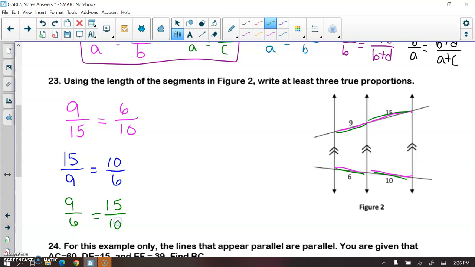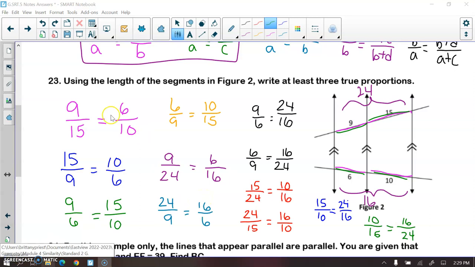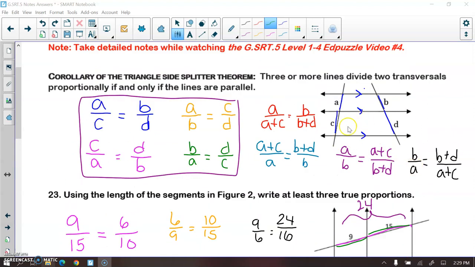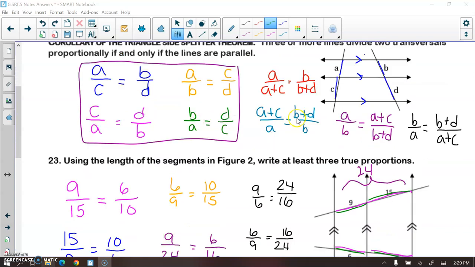I want you to pause the video and write down the remaining true proportions. I know it said only at least 3, but I want you to write down the remaining true proportions that we can actually write down here. I believe there are 12 different ways that you can write your proportions, and these are all the ways. Up here, I didn't write down all the ways because I could have also done C over A plus C is equal to D over D plus B, and so forth.